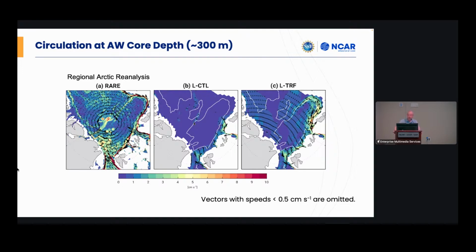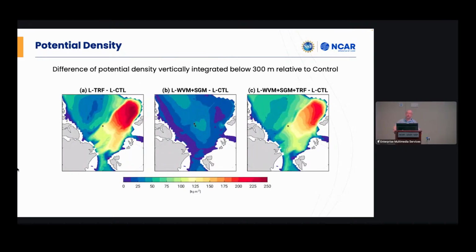Then in the trough restoring cases, we start to see a cyclonic circulation pattern well-defined when we essentially restore TNS properties at those trough regions. We think that that's associated with changing density structure. What is shown here is the difference of potential density vertically integrated below roughly 300 meter depth relative to the control. What we start seeing with the trough restoring, we see increased density at depth. And that has actually a steric effect, and that enhances the cyclonic circulation, it's a barotropic circulation pattern.